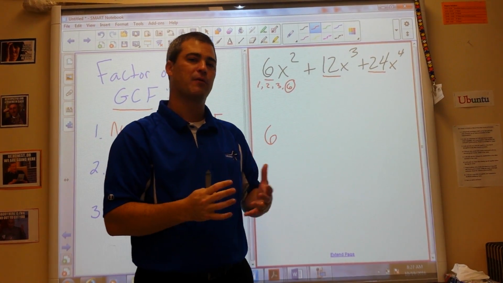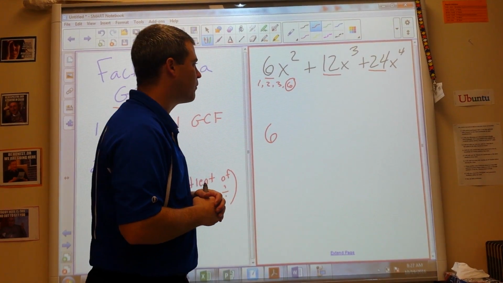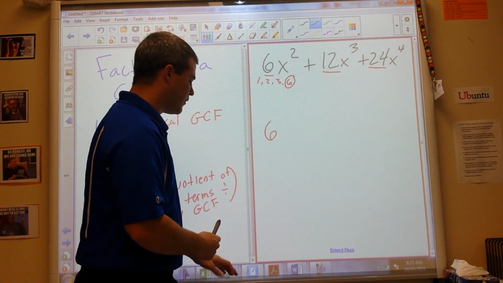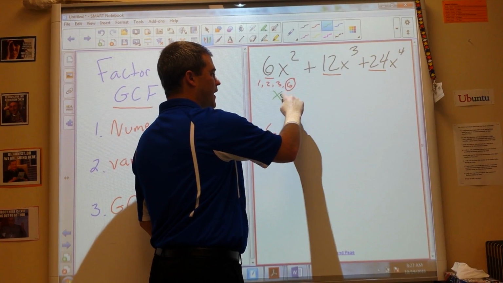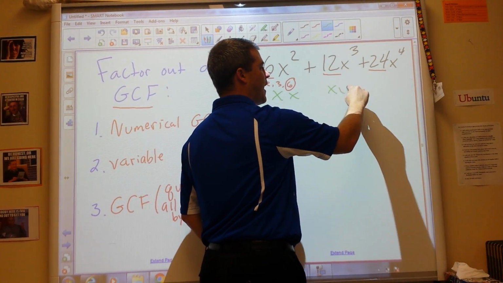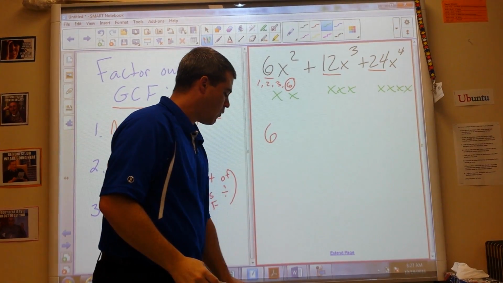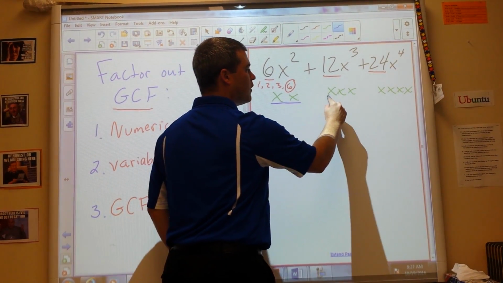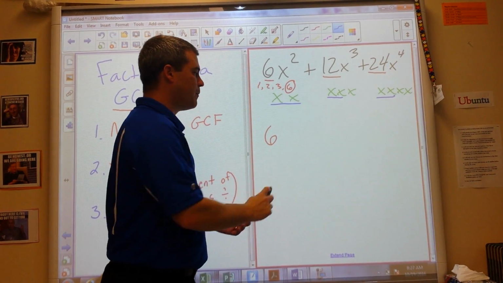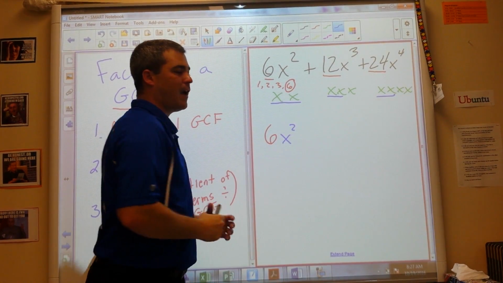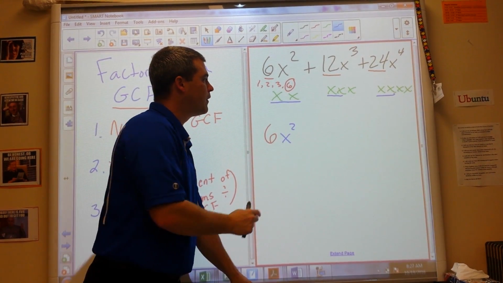I can put that on the outside of what will be my distributed term. I then look at my variables. I have an x squared, an x cubed, and an x to the 4th power. Well, what I can clearly see is they all have 2 x's in common. So my GCF is 6x squared.